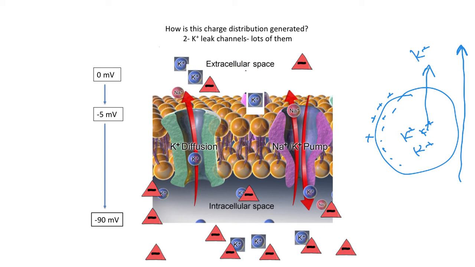But at some point the inside of the cell gets so negative that the electric attraction between the negative charges and potassium ions becomes so strong that it produces a force in the opposite direction. And finally, this number stabilizes when both of these forces are equal and opposite. This is something we call the equilibrium membrane potential for potassium.